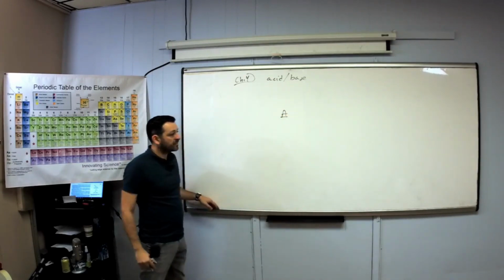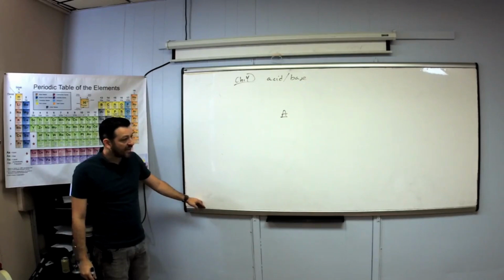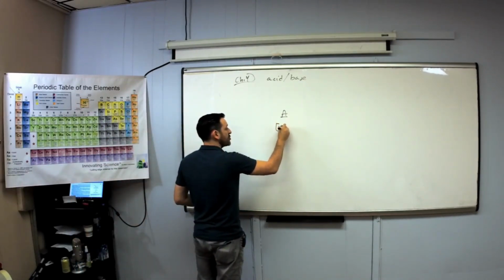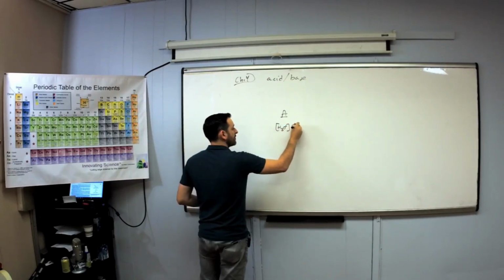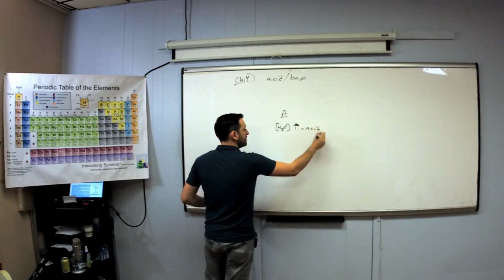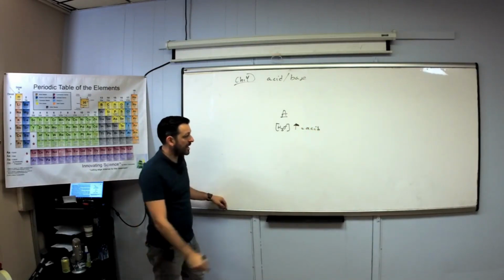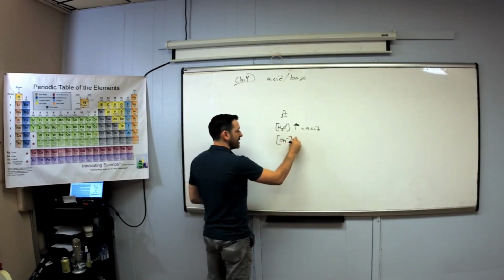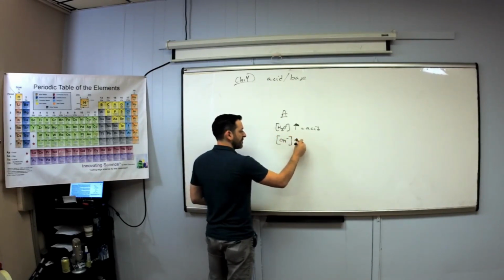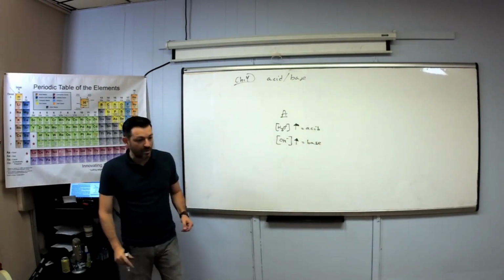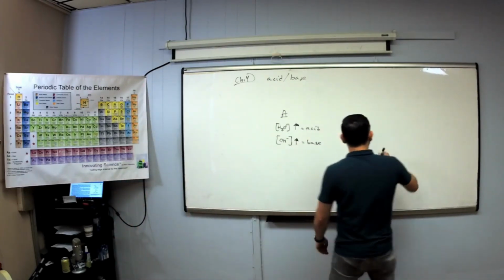Arrhenius defined an acid as something that increases H3O plus concentration. So something that increases H3O plus concentration is an acid. And a base is something that increases OH minus concentration. So why would Arrhenius say that?